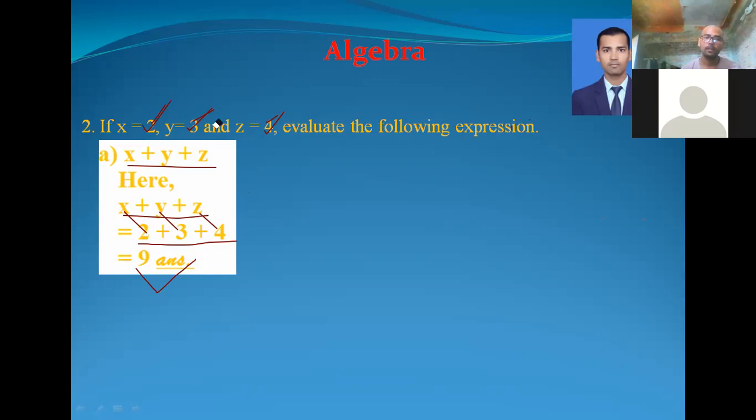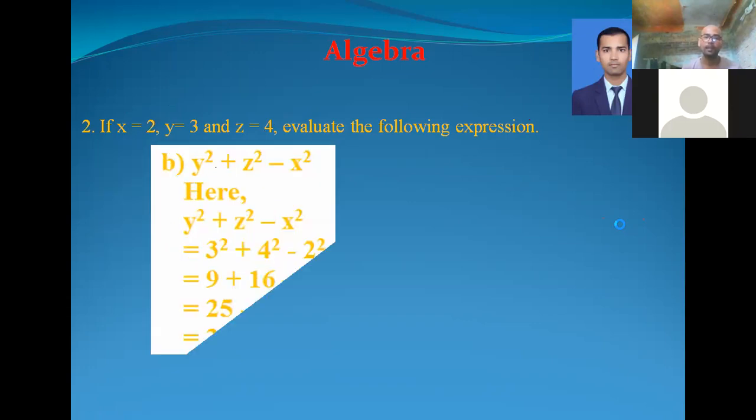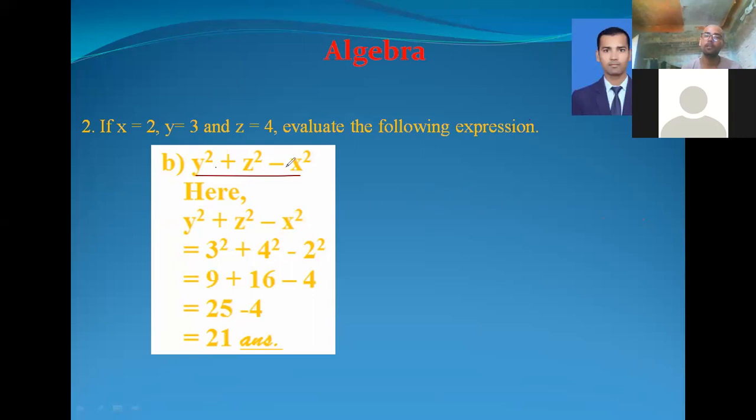by replacing the values of the terms, the variables. So let's talk about question number B. In question number B we have y square plus z square minus x square, where we have to replace y, z and x by their values.